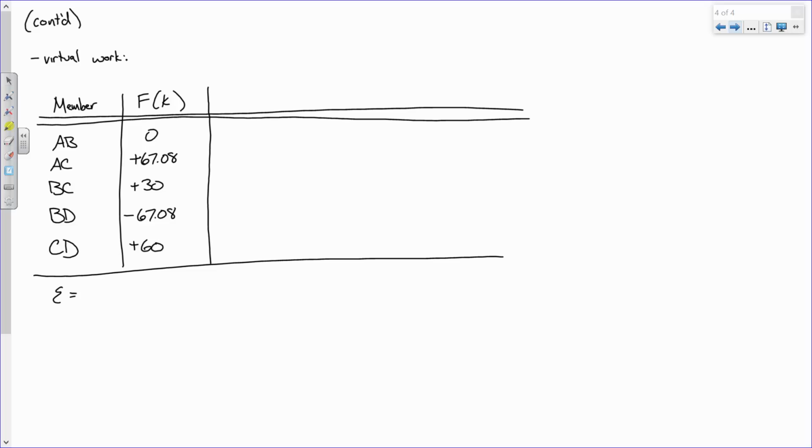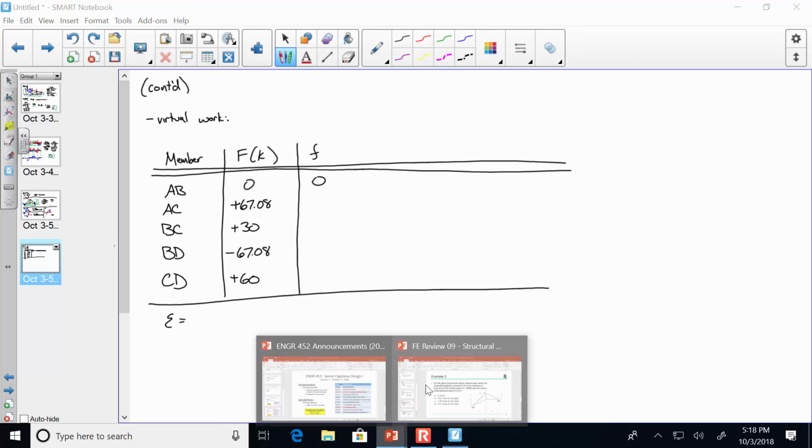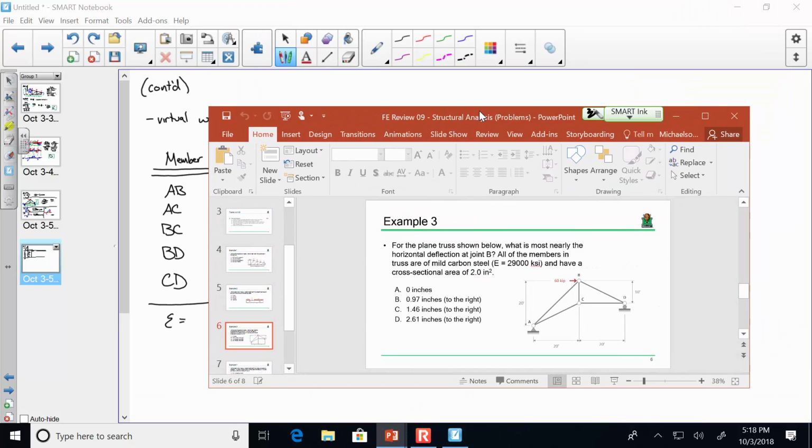Okay? For our virtual structure, normally we would need to analyze the structure again, but because we have a very special case in this problem, I'm just going to divide all these values by 60. So that one's 0. Because it's easier to pull the image up. Because for our real analysis and our virtual analysis, we just happen to be looking at the same point where the load is.